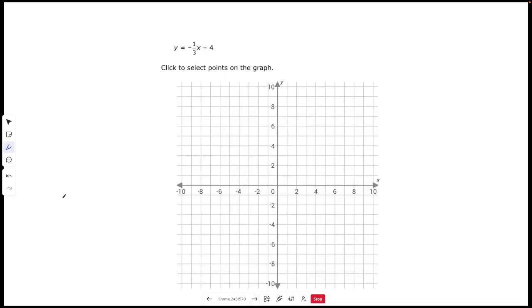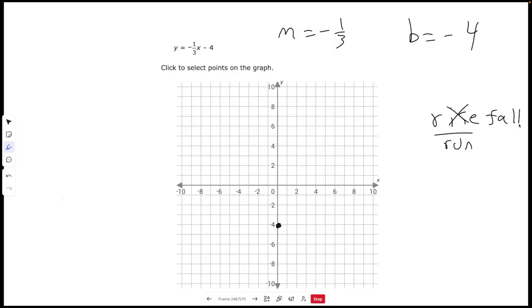Now, for this problem, you notice that the slope is negative. So when the slope is negative, -4 is our first point. Now, we said before it was rise over run. But when it's a negative slope, instead of rising, you're going to fall. Okay, you're going to go down.